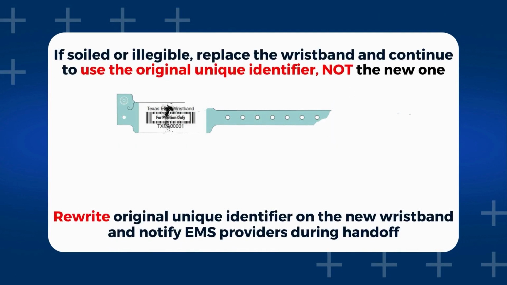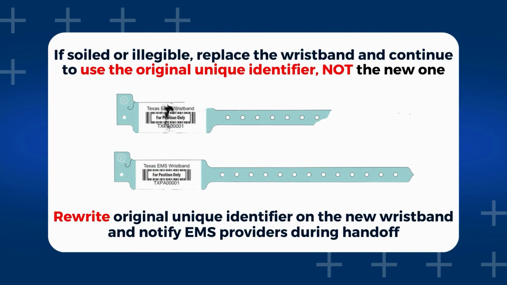The same goes for soiled or illegible wristbands. If possible, hospital staff should replace these bands on the patients. However, instead of utilizing the new identifier number on the replaced wristband, cover or cross out the new barcode and rewrite the original unique identifier on the band. The key is to continue the use of the initial identifier, so as not to misalign the already recorded information.